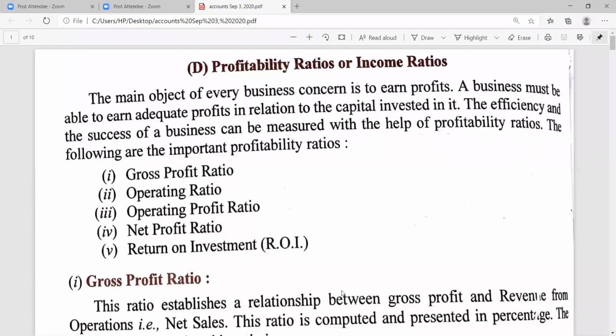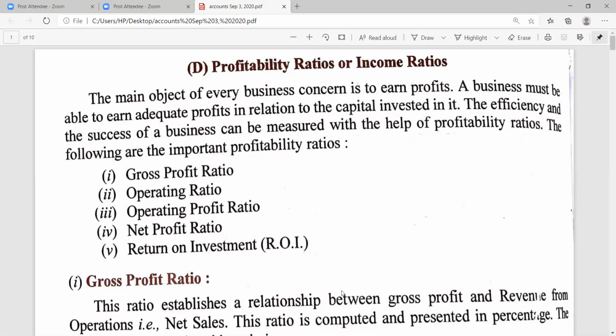In the gross profit ratio, I made you learn the operating ratio. I also made you learn the operating profit ratio and net profit ratio, in which the formula changes a little. That will be your operating profit upon net sales. In the fourth case, net profit ratio, the formula will be net profit upon net sales. You have to do these questions and apply these formulas. I have discussed the gross profit ratio and operating profit ratio. The third one and fourth one are absolutely similar to that.